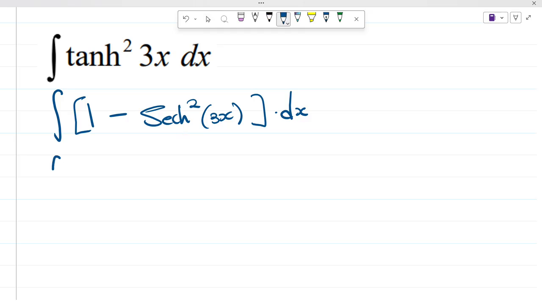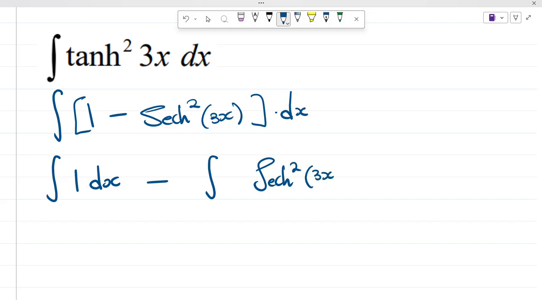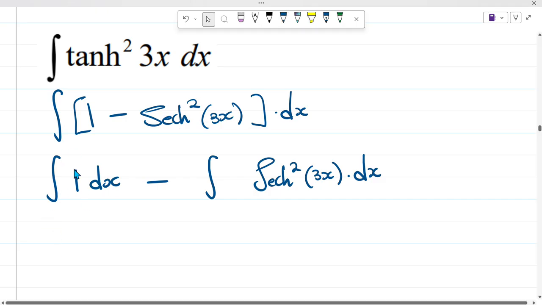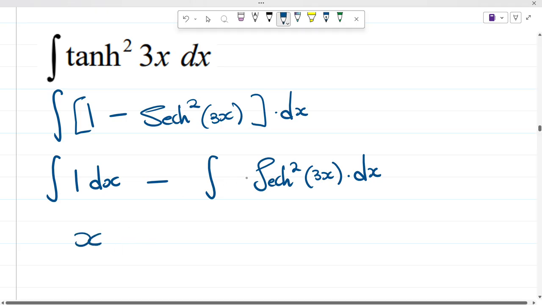So from here I can split this so each has its own integral sign. So this is going to be negative integral of hyperbolic sec squared of 3x dx. We can see that the integral of 1 is just going to be x, right? Integral of 1 is just going to be x. That's true.